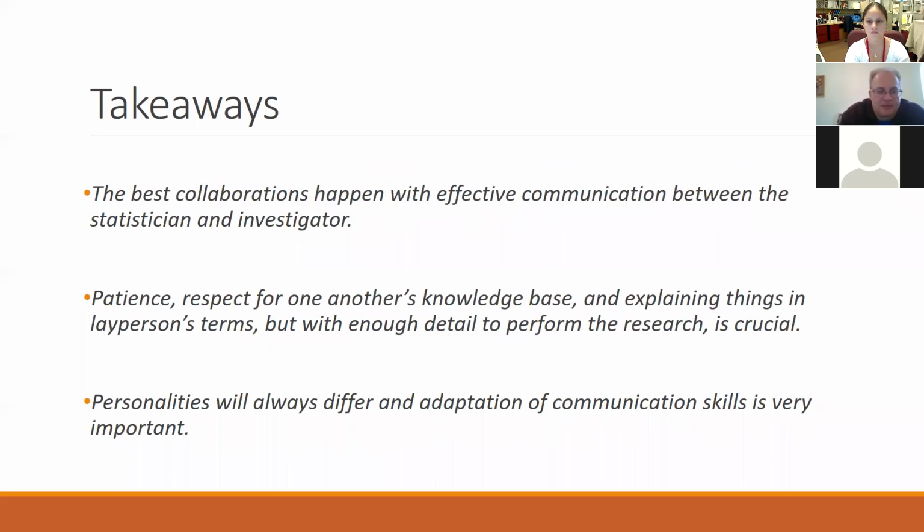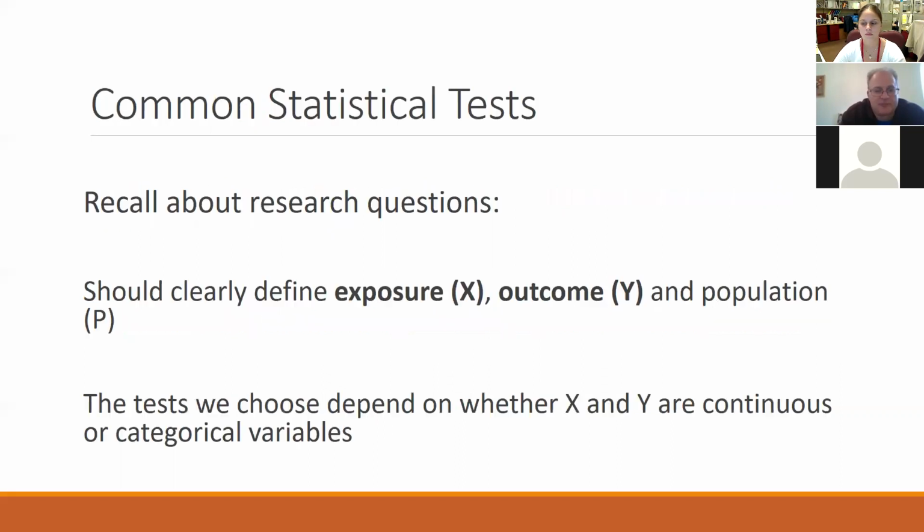So obviously, you want to have a very good collaboration to have this effective communication between the statistician and the investigator. Patience, respect for one's knowledge base, explaining things in layperson's terms is critical to make the statistician feel comfortable, just so you have a good conversation. Personalities will always differ. Sometimes one given statistician might not work well with one clinical research group, so we move people around depending on how the communication is going. It really depends on the situation.